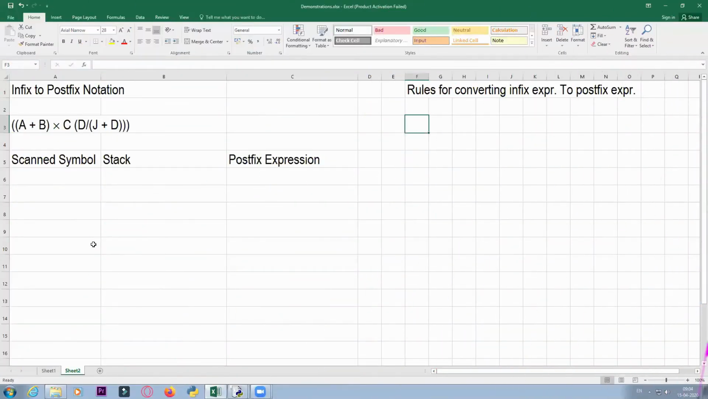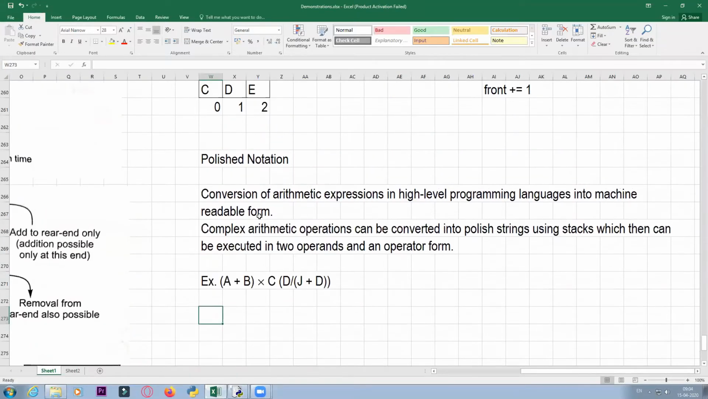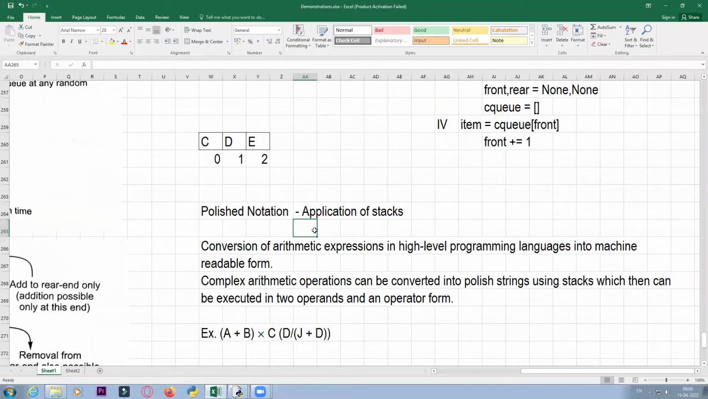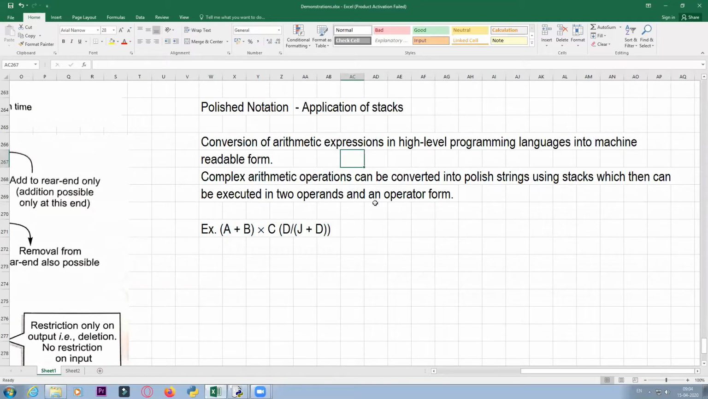Today's class, we are going to discuss a new topic, that is, we are going to discuss polish notation, which is actually an application of stacks. So how stacks are implemented, how stacks work, we will be understanding it very well with the help of polish notations. So what are actually polish notations?